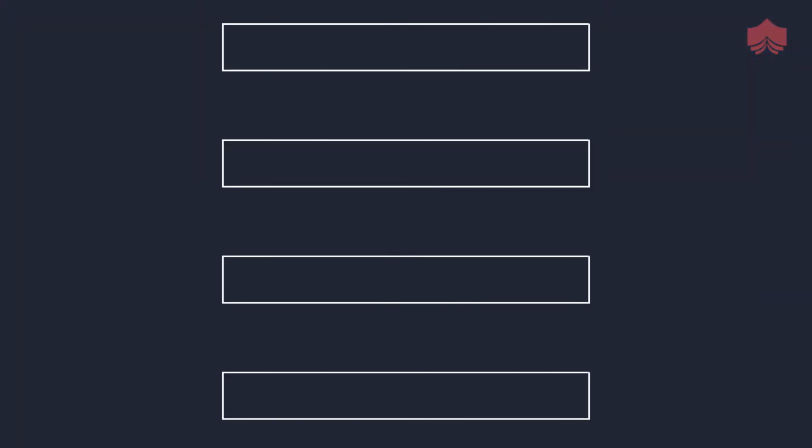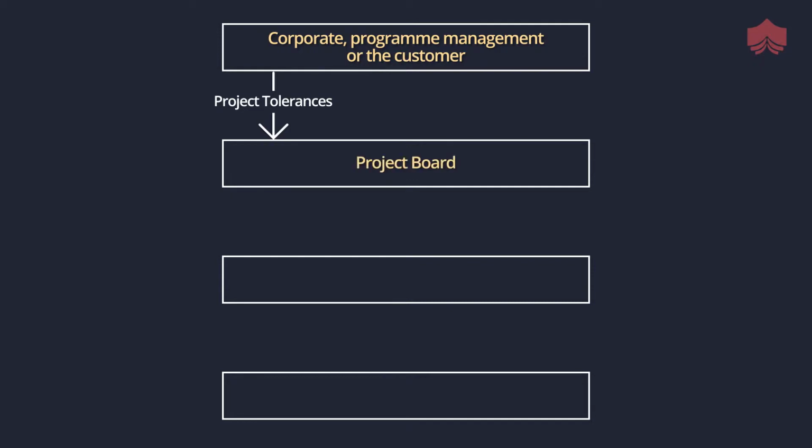As defined in PRINCE2, there are 4 layers of management. The top one is the corporate, program management or customer layer, which provides the project mandate to the project board. The project board is the next layer, where the roles of executive, senior user and senior supplier exist, and this is a directing layer which provides the necessary tolerances and direction for where the project management happens.